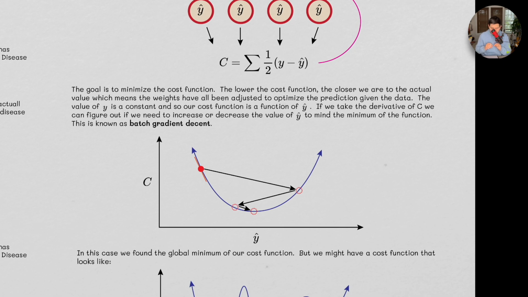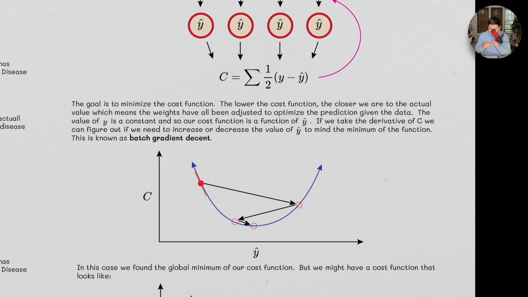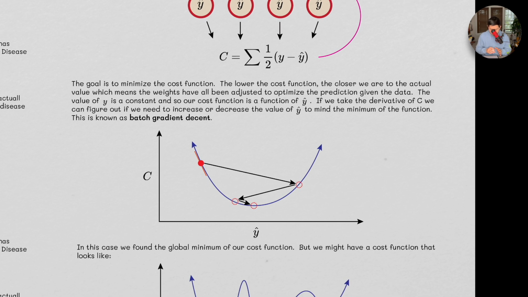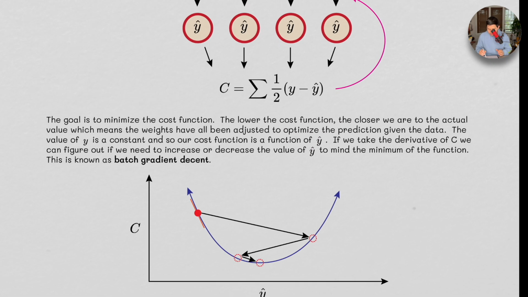The goal here is to minimize the cost function again. The lower the cost function, the closer we are to the actual value, which means that the weights have all been adjusted to optimize for the prediction given the data. The value of y is a constant, and so our cost function is a function of y hat. y is just our actual value, what the actual data should look like. y hat is the thing that fluctuates because it's the thing that we predict.